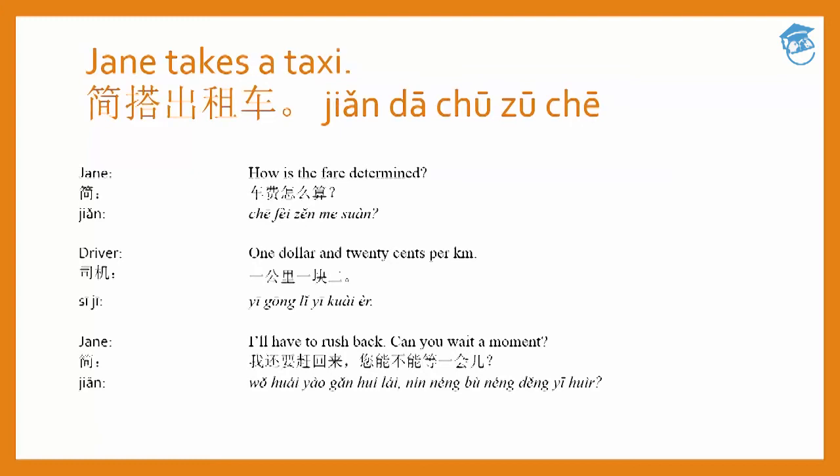So again, the title is still Jane takes a taxi, 简搭出租车. And Jane, after saying that she has something urgent, then continued to ask about the fare. So in English she asks, how is the fare determined? 简问车费怎么算? The driver answers $1.20 per kilometer. 司机说1公里1块2.